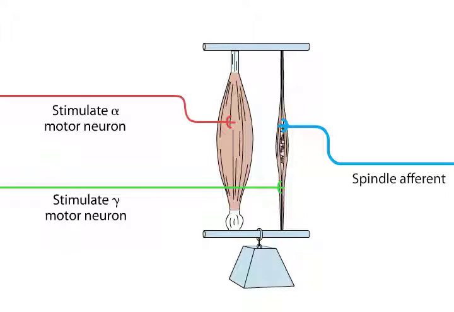Thus, co-activation of the alpha and gamma motor neurons allows spindles to function at all muscle lengths during movements and postural adjustments.